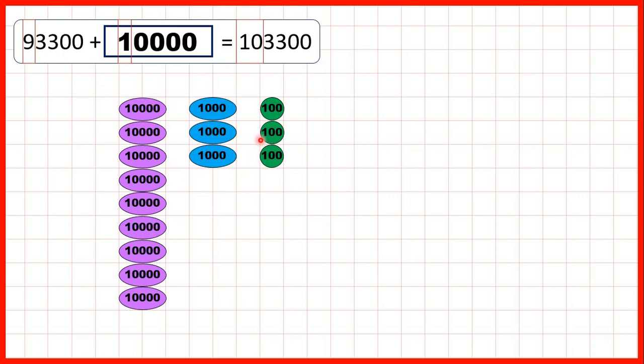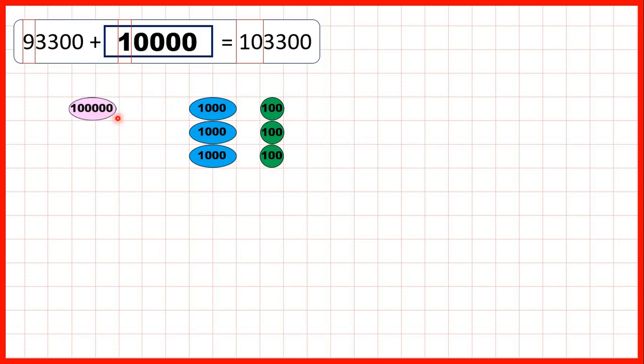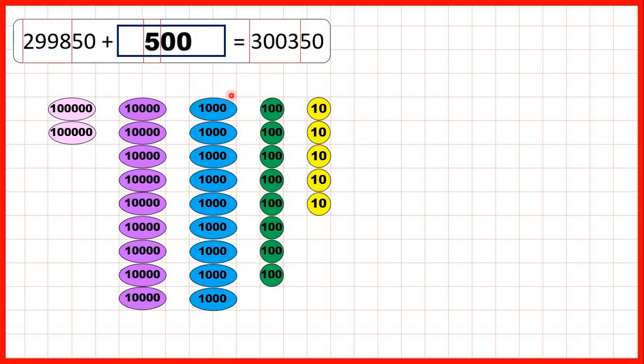Then we started with 93,300, which we've shown here. We needed to make 103,300, but we could do that just by adding one 10,000 place value counter, because now we have 10 10,000s, and we can exchange those for 100,000. So that gives us 103,300. Then we had 290,005. We spotted that only the 100,000s digit had changed, so we just needed to add 3 100,000 counters, and that gave us our answer.